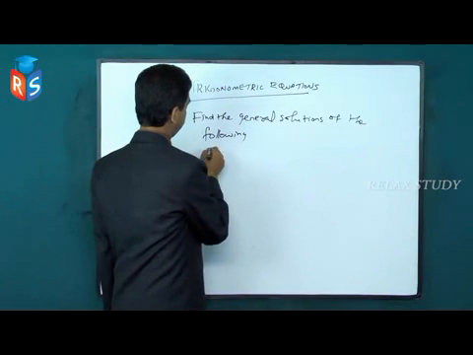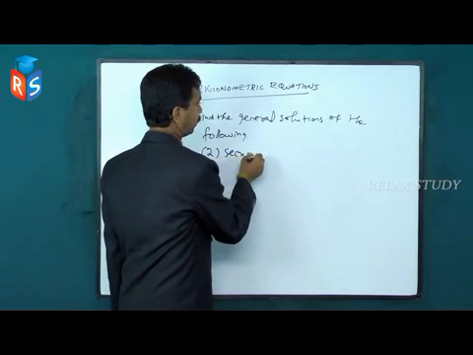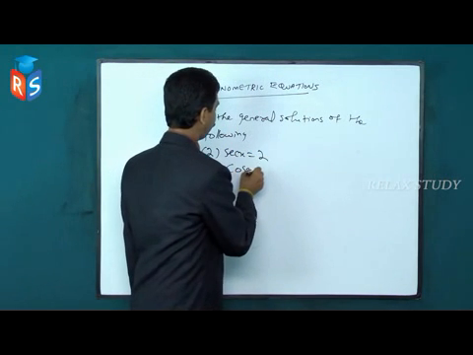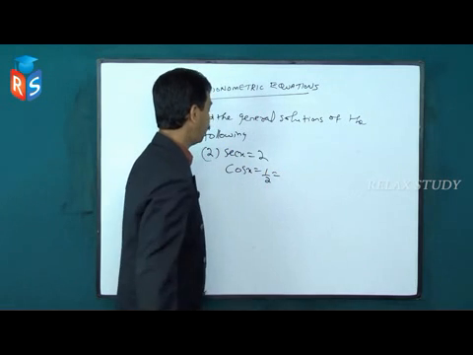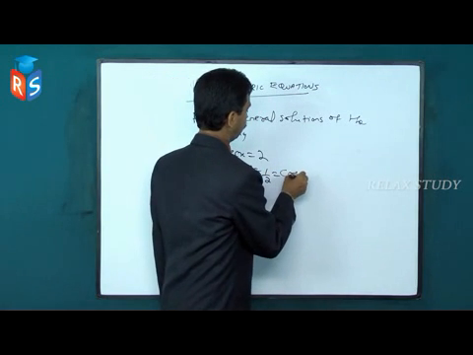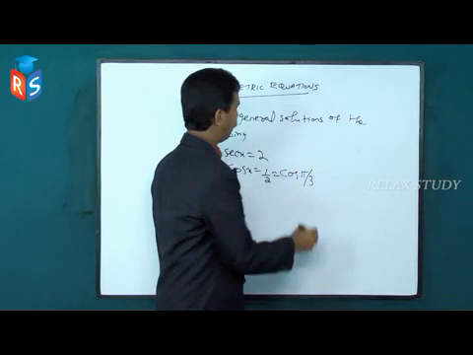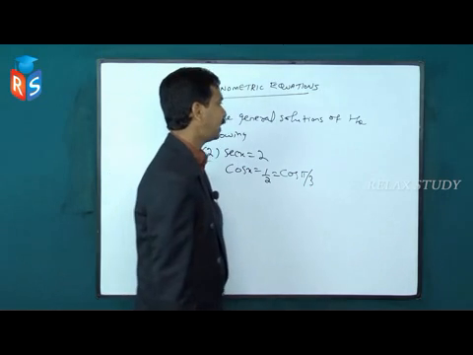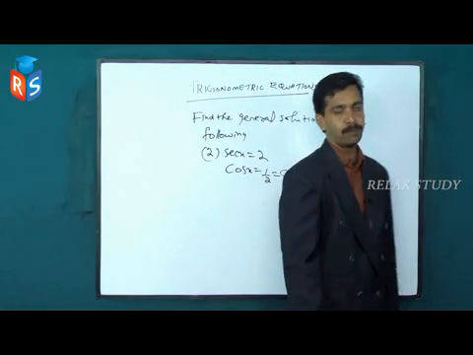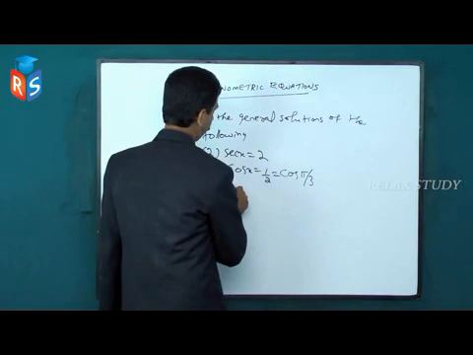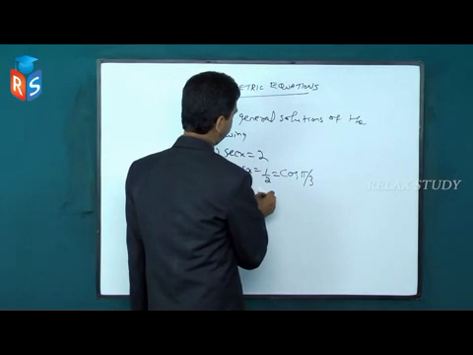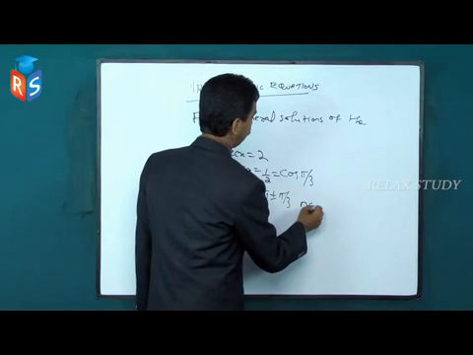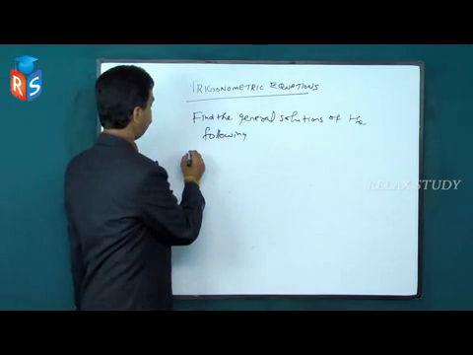Next one, sec x equals 2. Sec x equals 2 means cos x equals 1 by 2, and 1 by 2 equals cos π/3. So cos x equals cos π/3. We have studied cos θ equals cos α implies θ equals 2nπ ± α, so x equals 2nπ ± π/3, n element of Z.